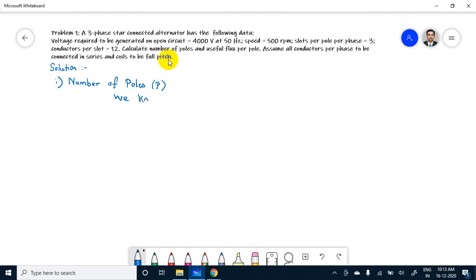So we know the formula. You know that synchronous speed Ns equal to 120 Fs by P. So from this you can calculate P. Ns value how much? So from this P equal to 120 Fs by Ns.